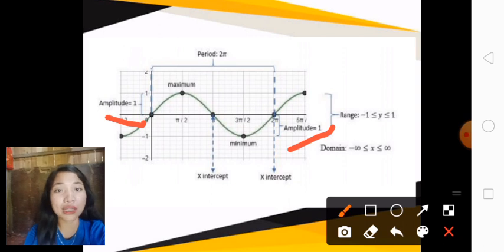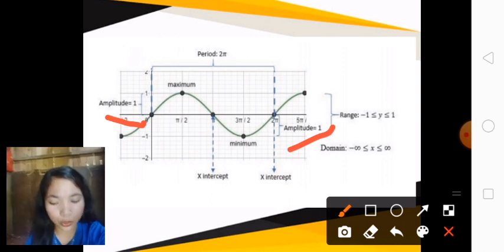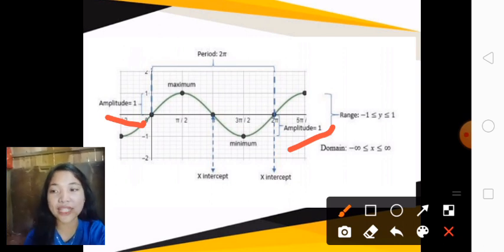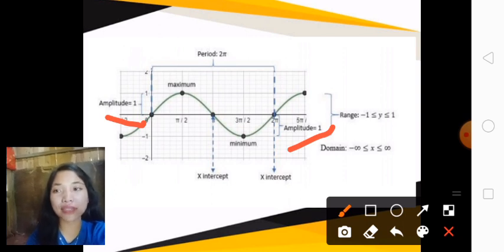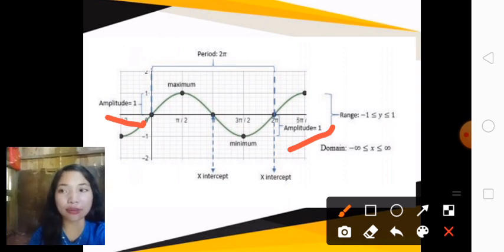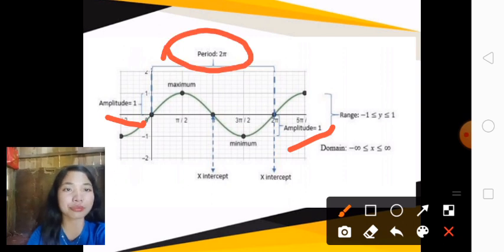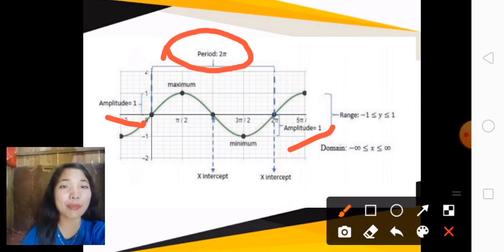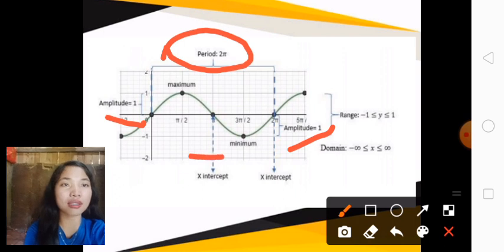Period is one complete cycle. So what is the period of the sine curve? The period of the sine curve is the length of one cycle of the curve. The period is 2 pi. And then the minimum point of our graph is here.